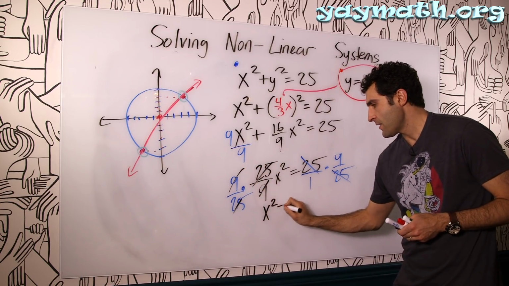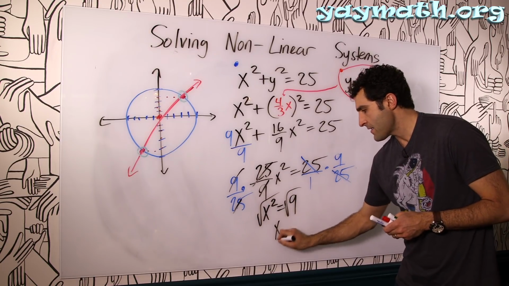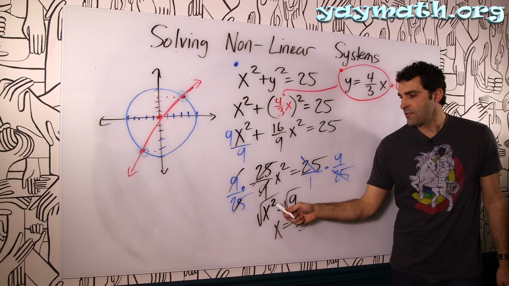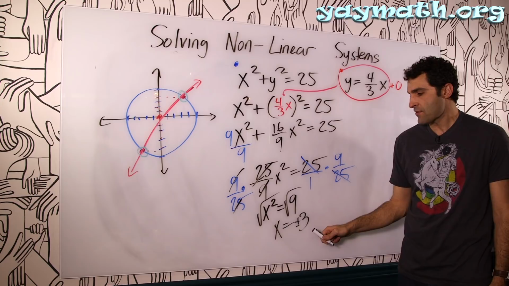So we get x squared equals none other than just 9. Take the square root of both sides. x equals 3 or negative 3. What number times itself is 9? 3. Or negative 3 times itself is also 9.